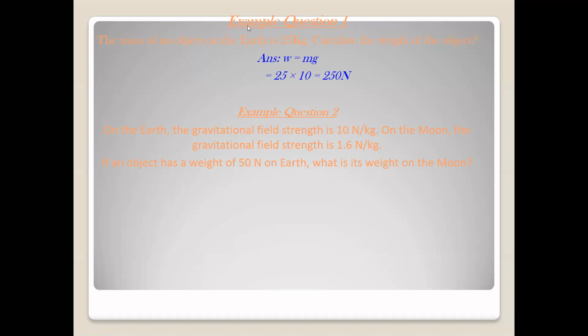So weight on Earth is 50. You need the weight on Moon. That's the question. If weight on Earth is 50, what is the weight on Moon? How is the weight on Moon more than weight on Earth? 1.6 multiplied by 5. Yeah, so what is 1.6 multiplied by 5?